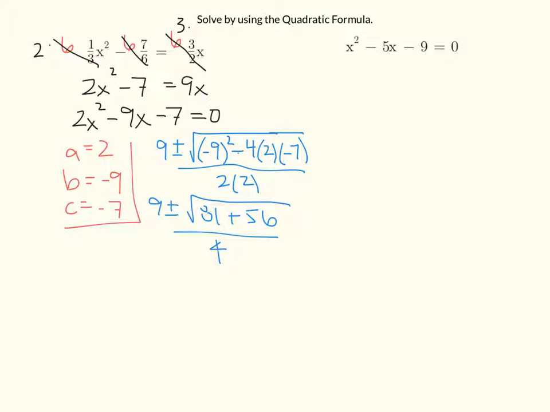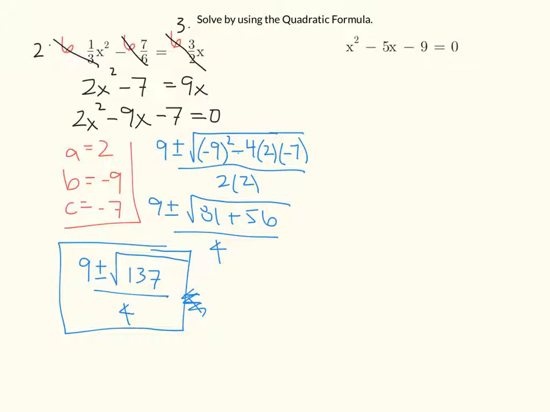Alright, in our next line down here, I'm going to clean up the discriminant. The discriminant, again, is what's under the square root. So 81 plus 56 is 137, all over 4. And actually, we cannot simplify this at all. So scratch this. This is our final answer because we cannot break down the square root of 137.